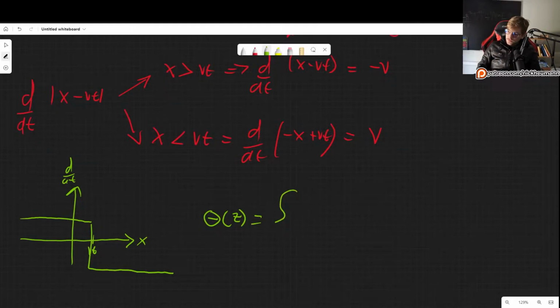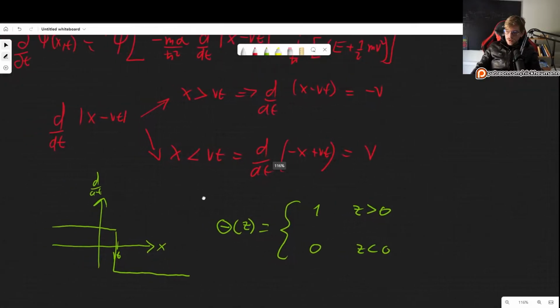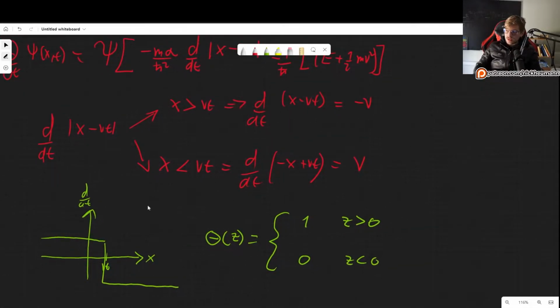This function has a value of 1 whenever z is greater than 0. So z is basically the condition, and it is 0 if that is not true. So how can we use this? Because think of the situation that we need to represent.